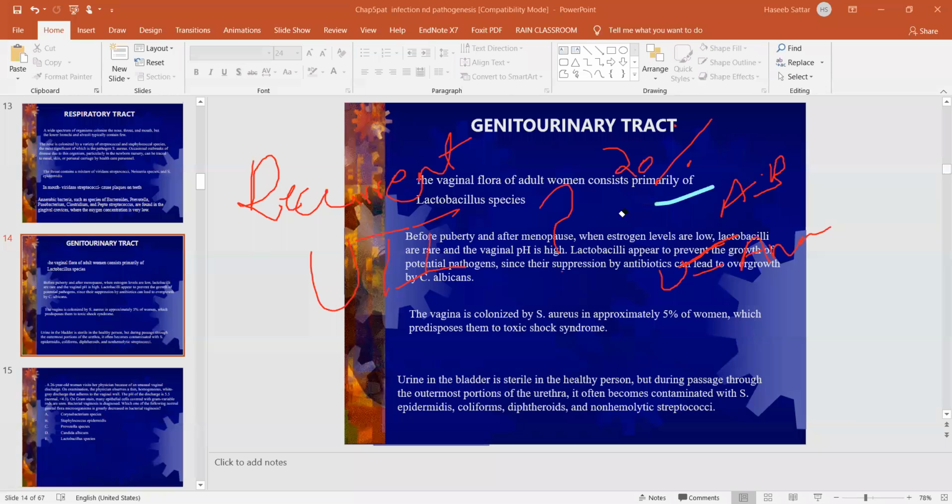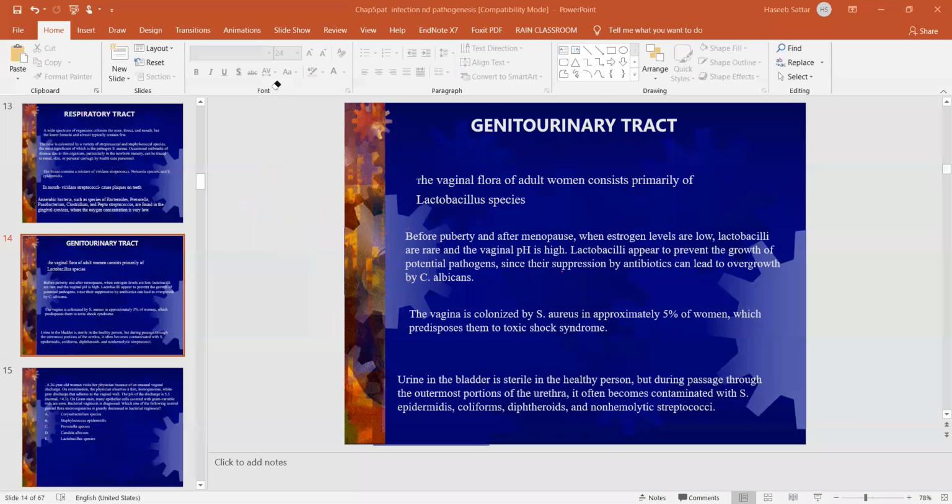Okay, these are the anatomical reasons. I knew it, sir. But I wanted to check if you know or not. Okay, so you are checking my knowledge. Ah, good.